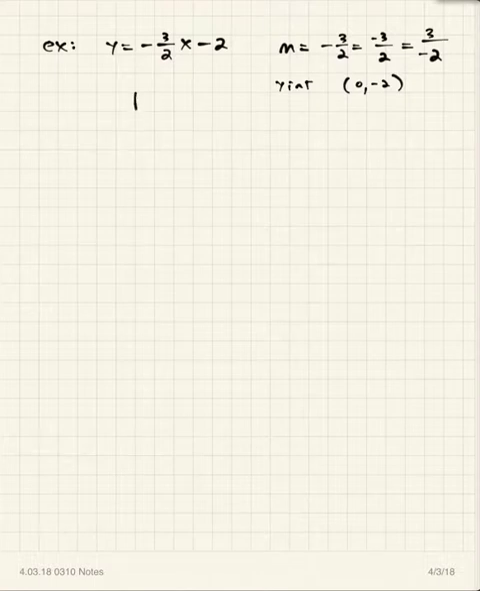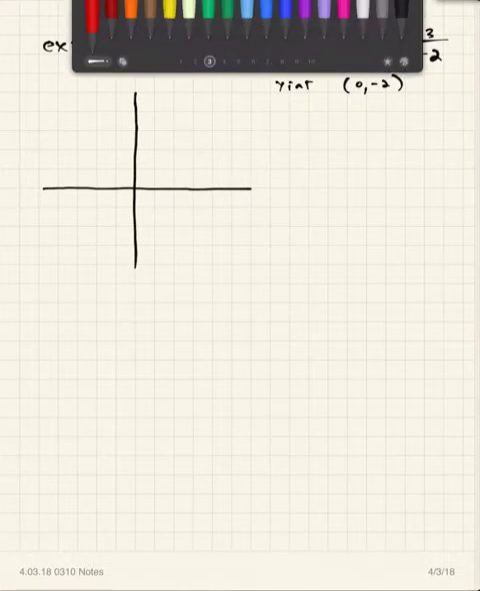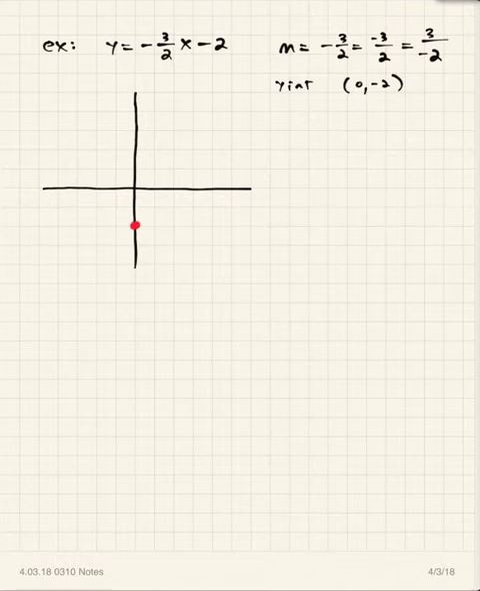All right, so let's have a look at this graph. So 0, negative 2 is this point right here. There's our y-intercept. And so let's see, the slope is negative 3 over 2. So if you think of it as negative 3 over 2, then our rise would be negative 3 and our run would be 2. So that means I would go down 3 units and go to the right 2 units.